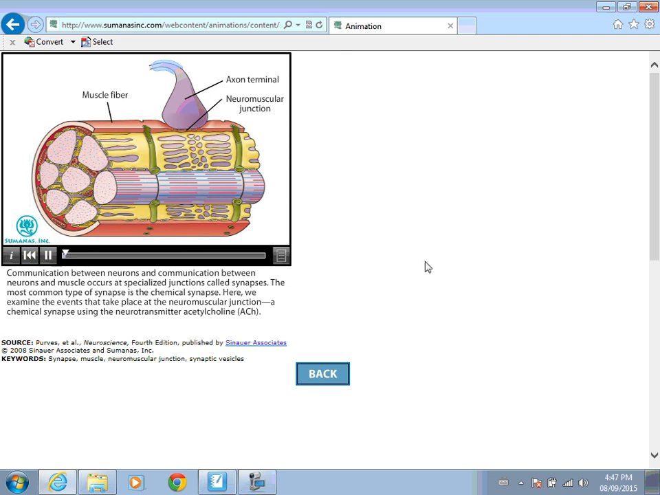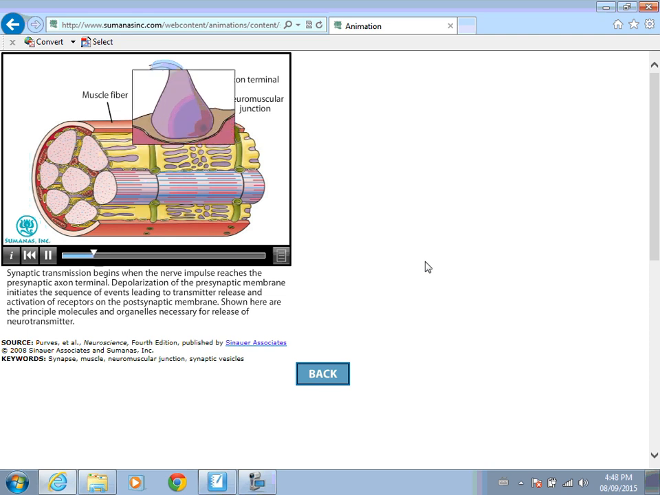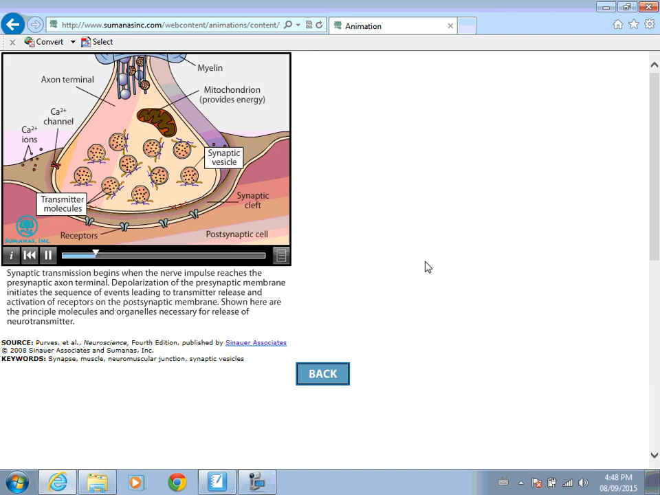Communication between neurons and communication between neurons and muscle occurs at specialized junctions called synapses. The most common type of synapse is the chemical synapse. Here, we examine the events that take place at the neuromuscular junction, a chemical synapse using the neurotransmitter acetylcholine. Synaptic transmission begins when the nerve impulse reaches the presynaptic axon terminal. Depolarization of the presynaptic membrane initiates the sequence of events leading to transmitter release and activation of receptors on the postsynaptic membrane. Shown here are the principal molecules and organelles necessary for release of neurotransmitter.